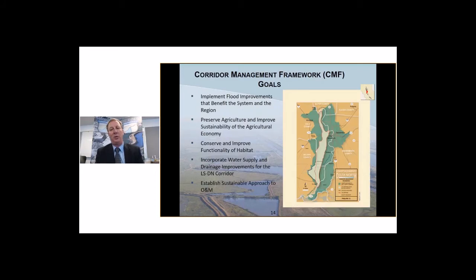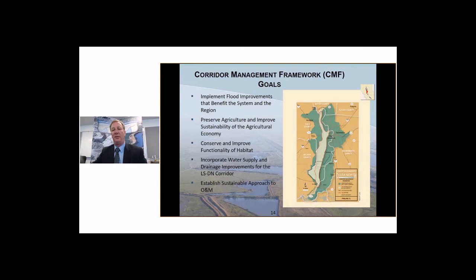To go on to the alignment moving forward and to take this in mind with the state's initiative, the regional planning group, what we call the Lower Sacramento Delta North group, created essentially a corridor management framework, a CMF as we call it. And the CMF looked to help guide the improvements in the Yolo Bypass. Particularly, it looked at how to further endorse the flood improvements that benefit the region.